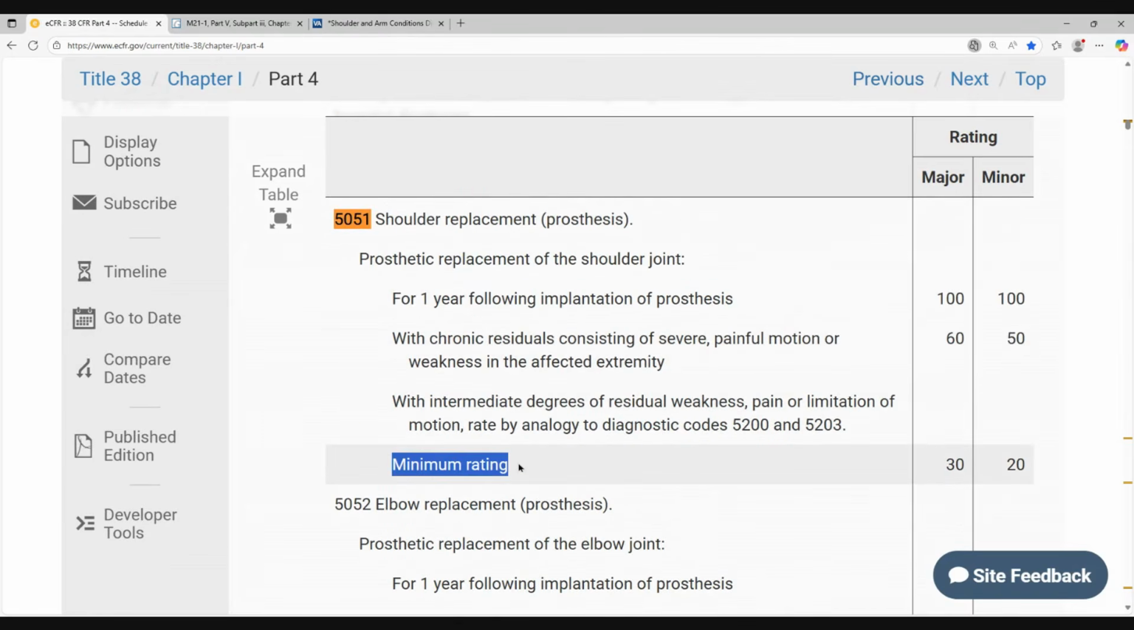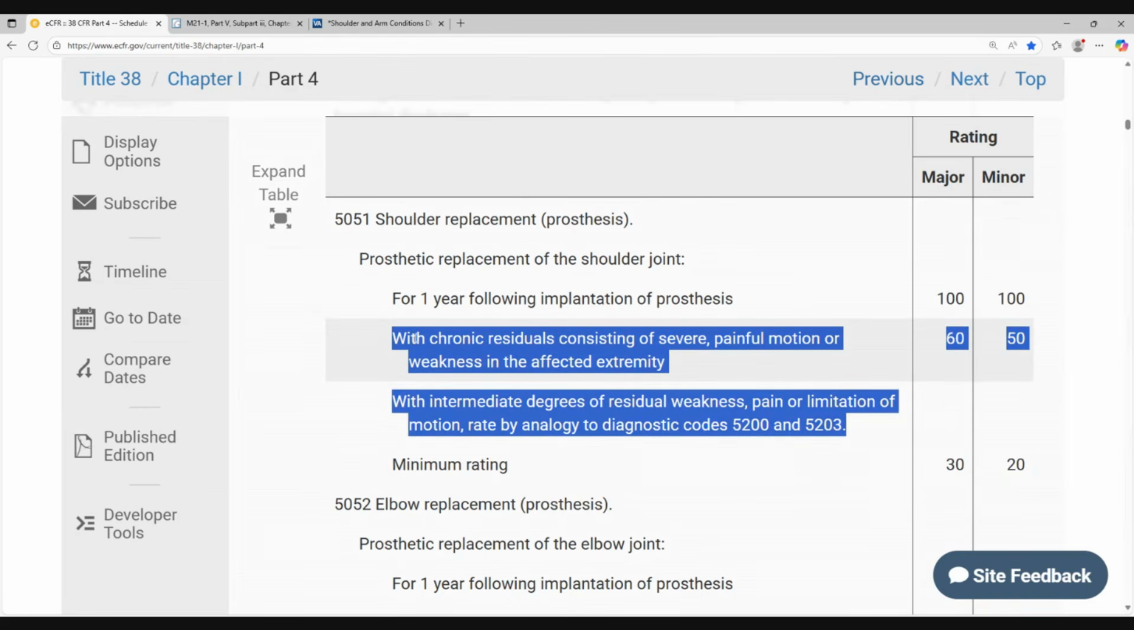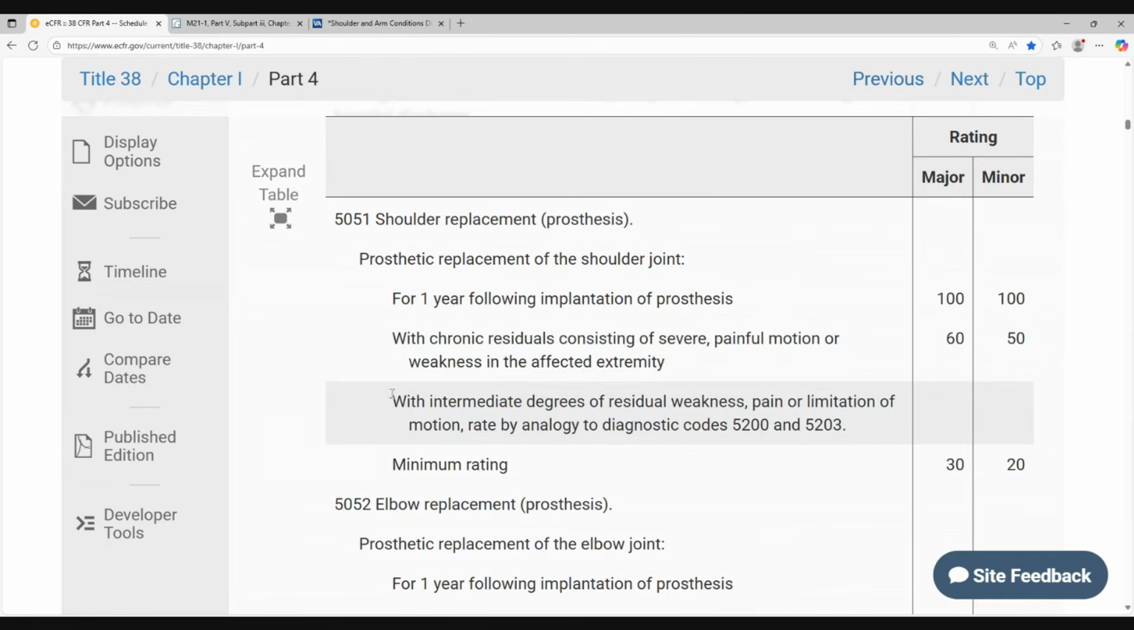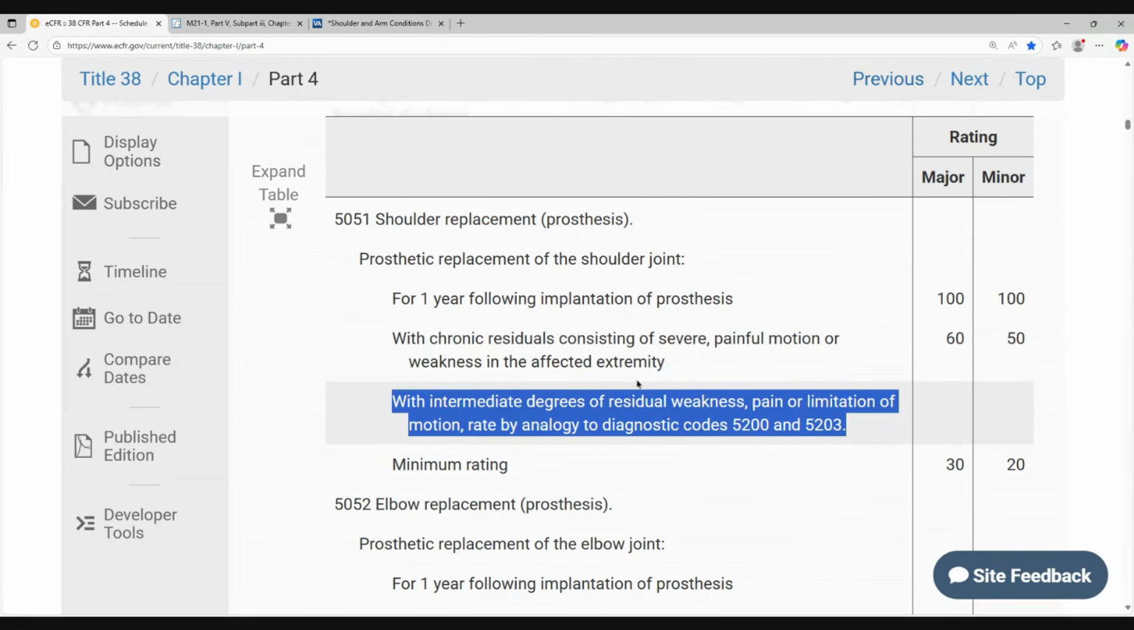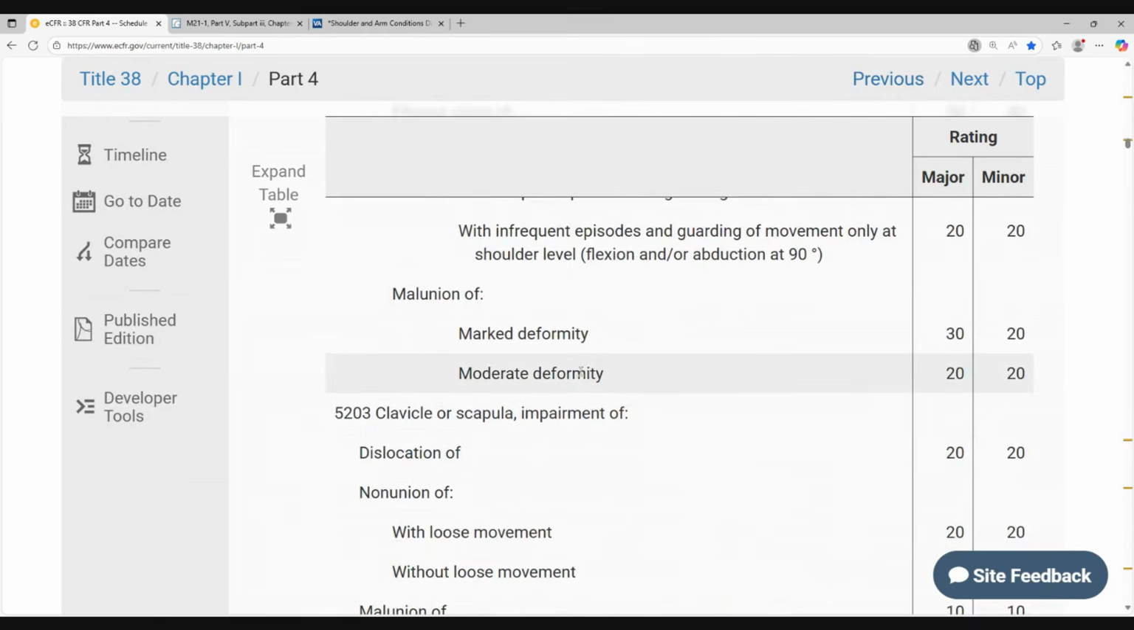The minimum rating for a shoulder replacement is going to be 30% for the dominant hand, 20% for the non-dominant hand, or you can have these two right here, which are basically if you have chronic weakness or painful motion after the surgery of the total shoulder, then you can get 60% for the dominant hand and 50% for the non-dominant hand. Now, if there's an intermittent degree of residual weakness, pain, or limitation, then we can rate you under the normal rating codes of 5201, 5202, and 5203, depending on your symptoms.